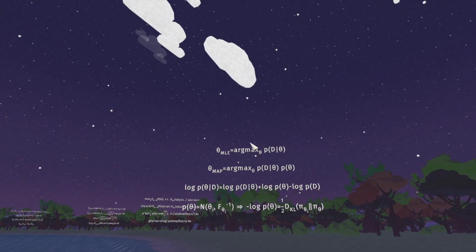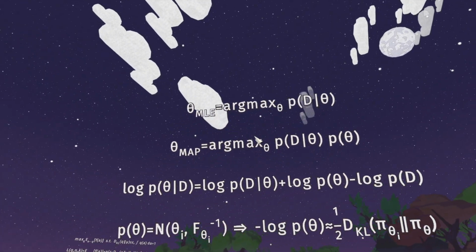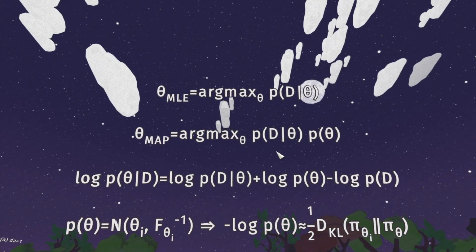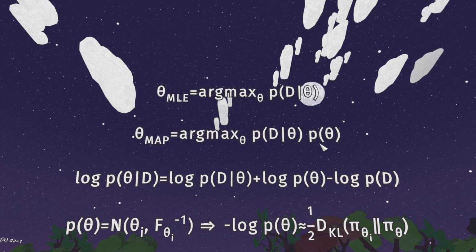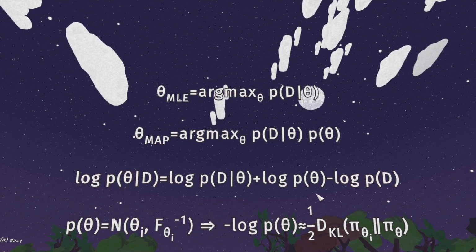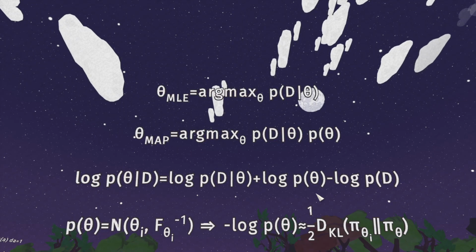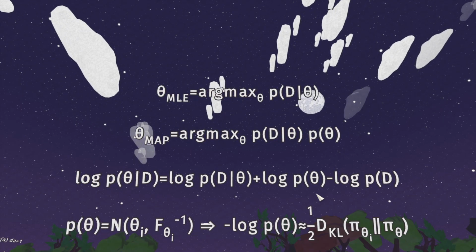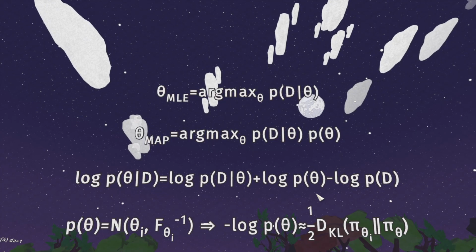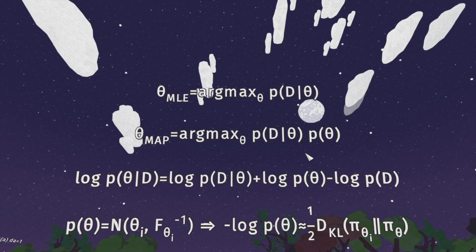Maximum likelihood estimation chooses pi to maximize the data likelihood. Maximum a posteriori estimation adds a prior factor. Taking logs, MAP is MLE plus an additive log prior. The prior is a differentiable regularizer derived from a probabilistic belief about where theta should live, before any data arrives.